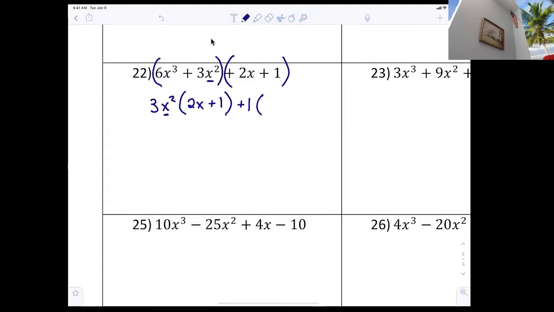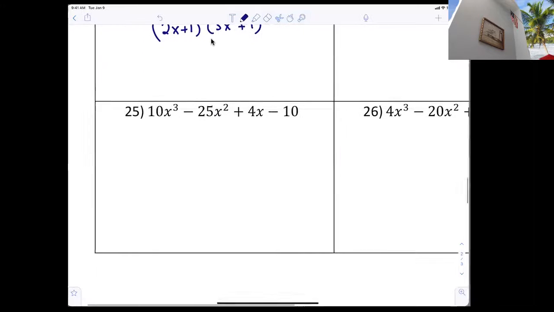Then 2x plus 1. So now it's easy. Final answer. 2x plus 1. 3x squared plus 1. Now remember, I prefer that you're working with me, not writing them down. Everybody good with that?